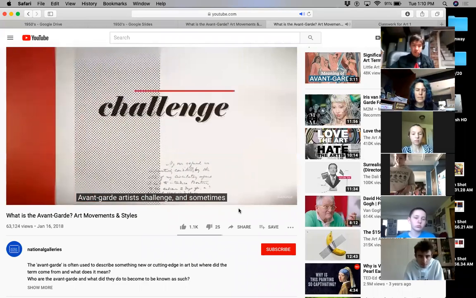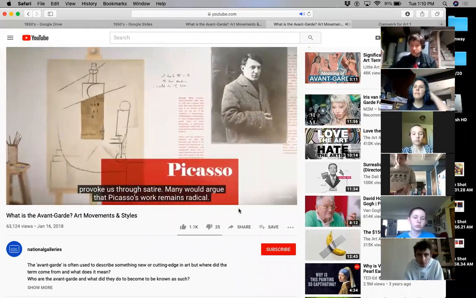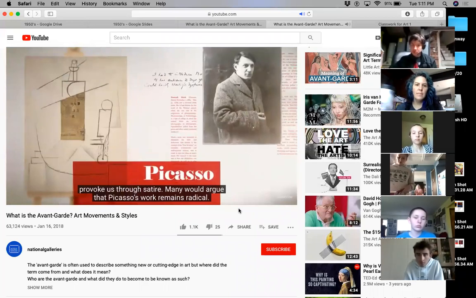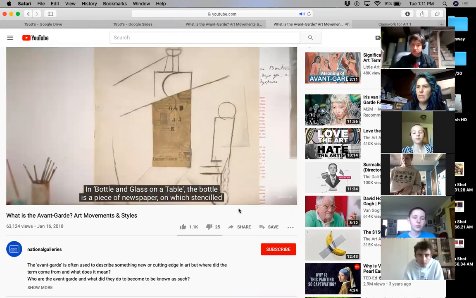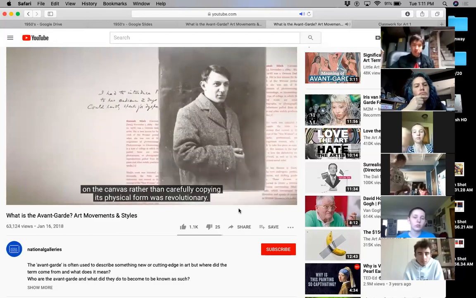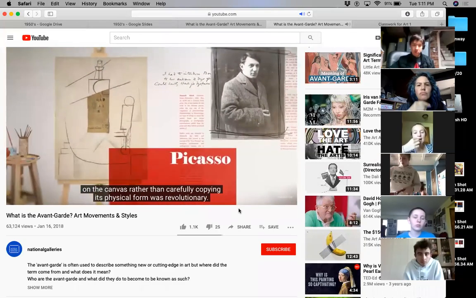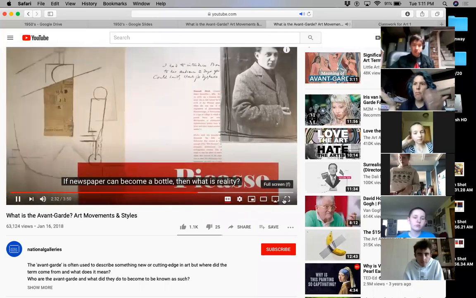Avant-garde artists challenge and sometimes provoke us through satire. Many would argue that Picasso's work remains radical. In Bottle and Glass on a Table, the bottle is a piece of newspaper on which stenciled letters spell Old Jar, short for Old Jamaica Rum. Writing the subject name on the canvas rather than carefully copying its physical form was revolutionary. If newspaper can become a bottle, then what is reality?